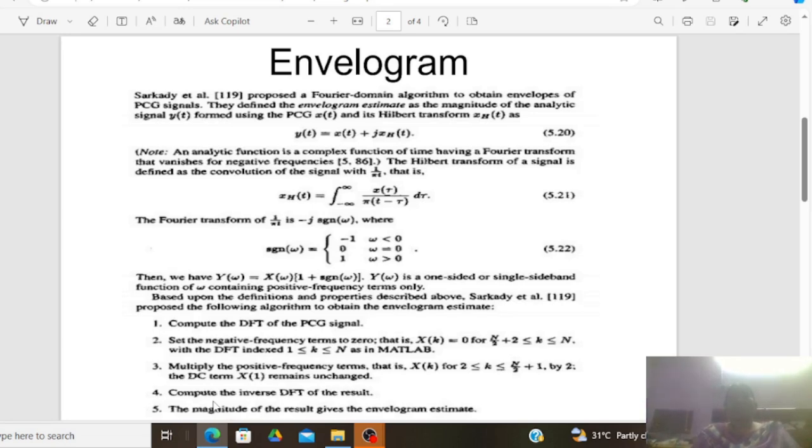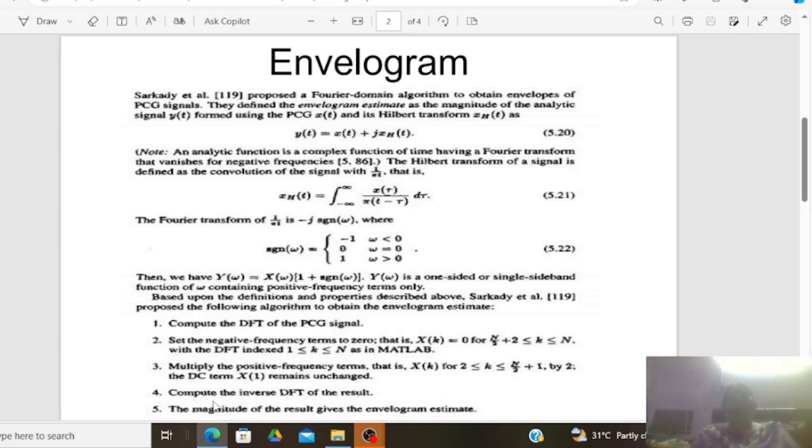This analytical function is a complex function of time, so it has a Fourier transform. The Hilbert transform we can define as x h of t, which is obtained by applying the Hilbert transform to the PCG signal. When you take the Hilbert transform, it is the integral from minus infinity to infinity of x of tau divided by pi times t minus tau, d tau. That is the Hilbert transform.